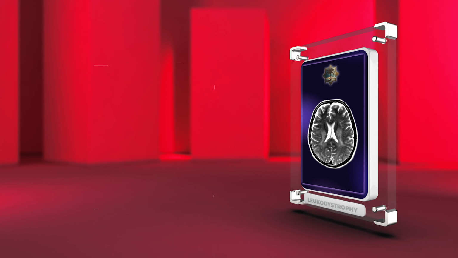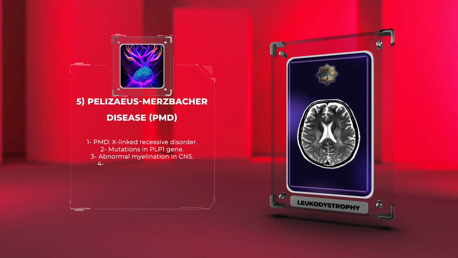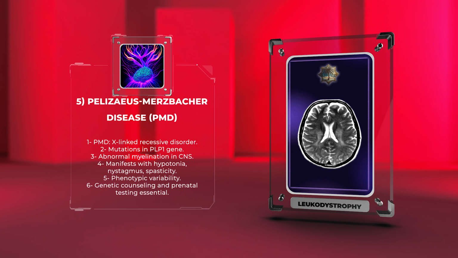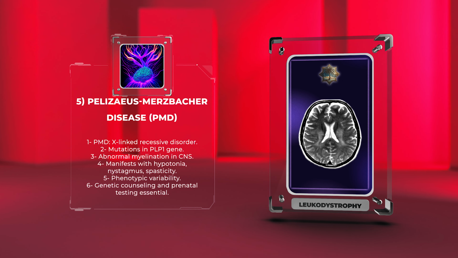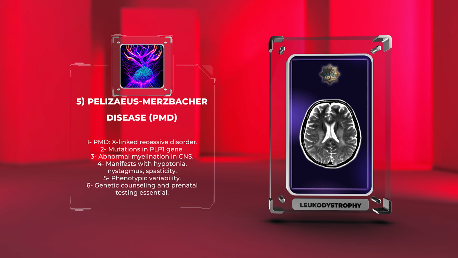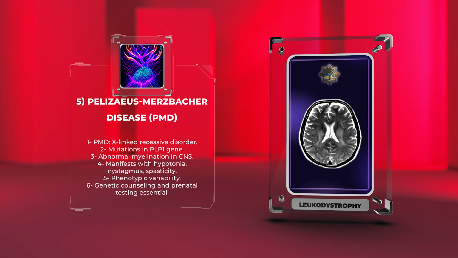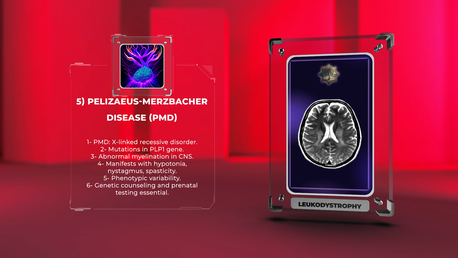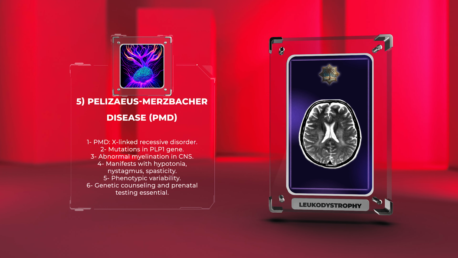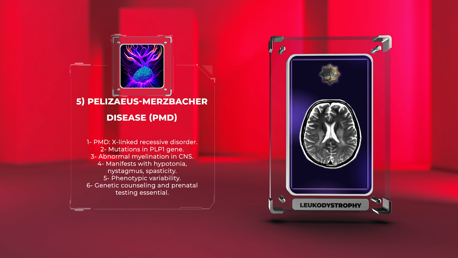PMD is an X-linked recessive disorder caused by mutations in the PLP1 gene, leading to abnormal myelination in the central nervous system. The disease manifests with hypotonia, nystagmus, and progressive spasticity. Phenotypic variability exists, ranging from severe connatal forms to milder forms with slow progression. Genetic counseling and prenatal testing are essential for families with a history of PMD to facilitate informed decision-making.